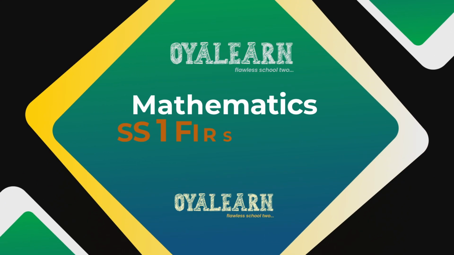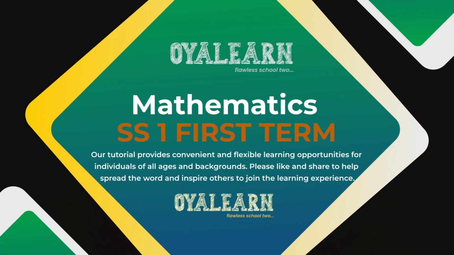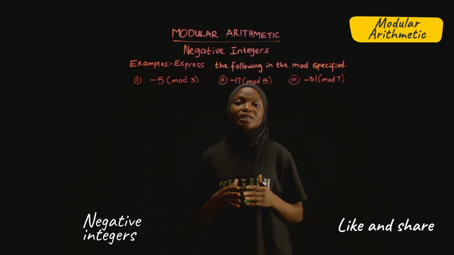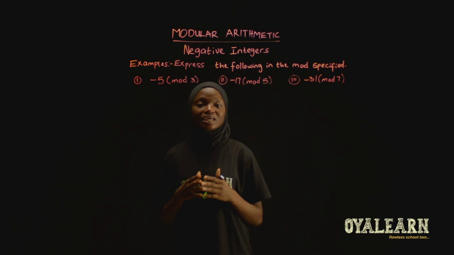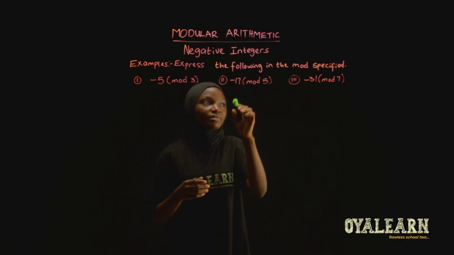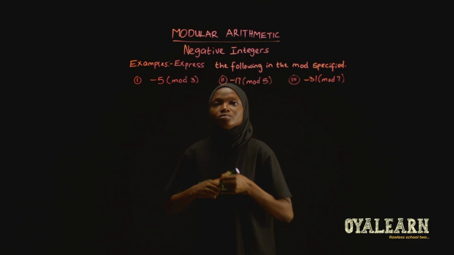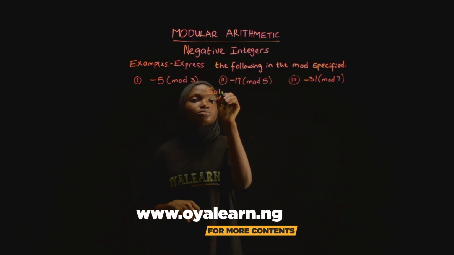Negative integers just means negative whole numbers. Now let's learn how to express negative integers like that, such as -5, -17, -31 in different moduli. Solution.